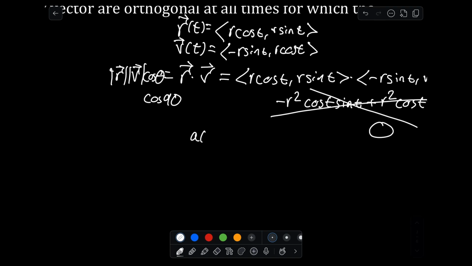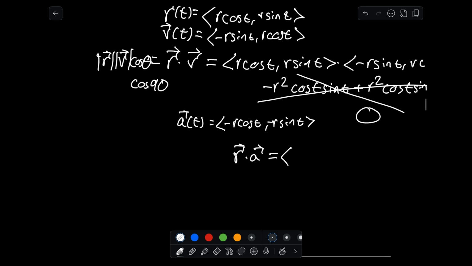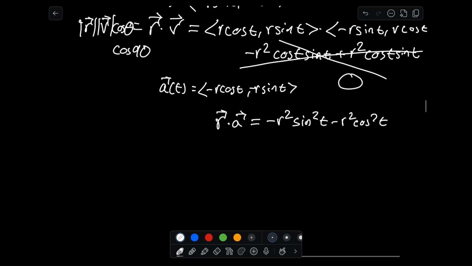So we can get a of t equals negative r cosine t, negative r sine t, and we do r dotted with a equals, and we can just do this one real quick. So it's going to get us negative r squared sine squared t minus r squared cosine squared t. It's going to get us negative r squared.